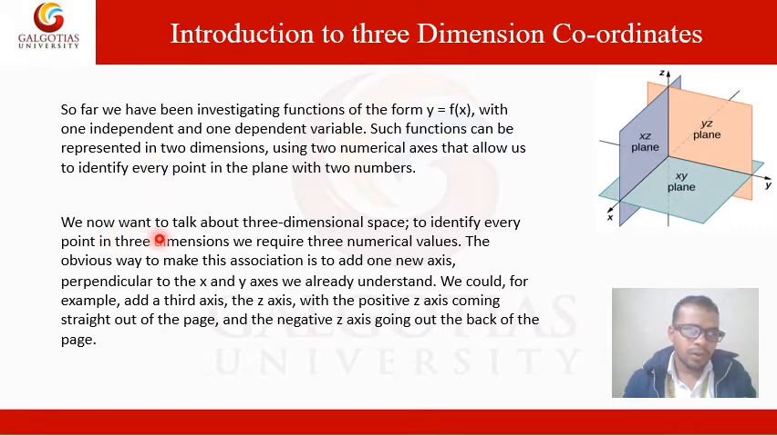So we now want to think about three-dimensional spaces. To identify points in three-dimensional space, we require three numerical values. The obvious way to make this association is to add one new axis, known as the z-axis, which includes the negative axes on the back side of the page, as given in the figure. In this way you can also think about the negative x-axis, negative y-axis and negative z-axis.